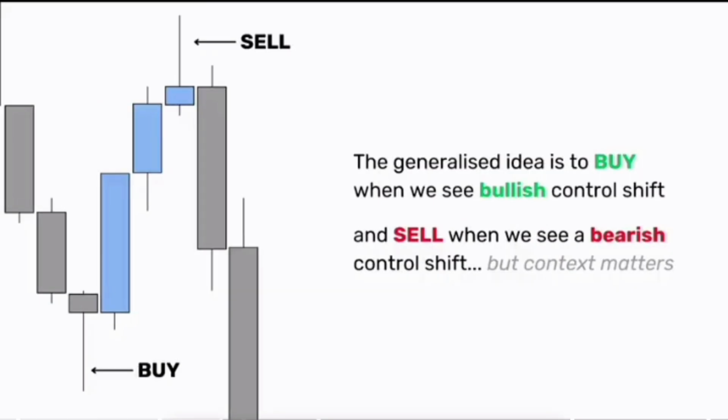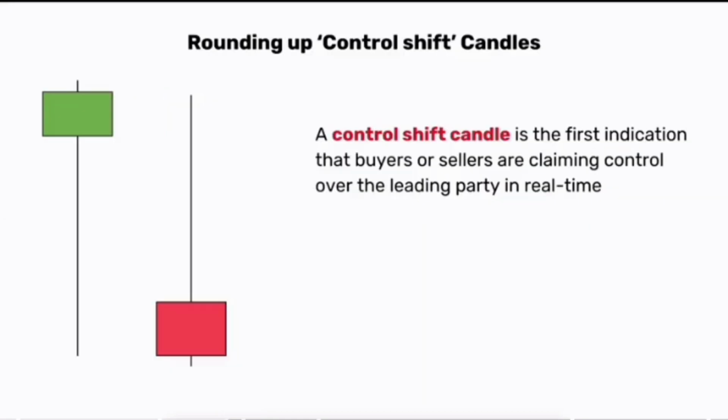So with pin bars or control shift candles, the generalized idea is to buy when we see a bullish control shift and sell when we see a bearish control shift. Context matters, and it will be covered very soon. So to round these up for now, a control shift candle is the first indication that buyers or sellers are claiming control over the leading party in real time. So a bearish control shift candle is where we see sellers taking the market from buyers, and a bullish control shift candle is where we see the buyers taking control of the market from the sellers.